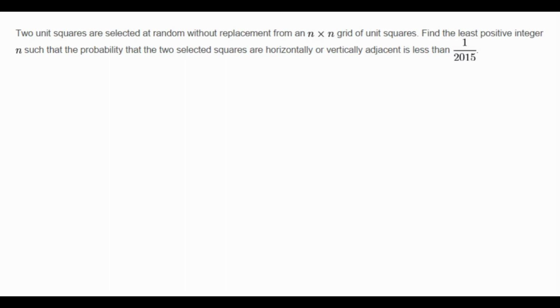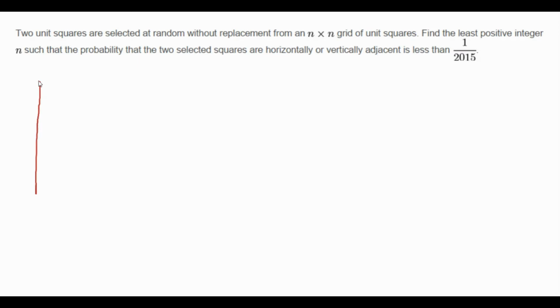So this AIME problem is the 2015 AIME number 2, problem number 5. So without further ado, let's begin by reading the problem. We have that two squares are selected at random without replacement from an n by n grid of unit squares. We need to find the least positive integer n such that the probability that the two selected squares are horizontally or vertically adjacent is less than 1 over 2015. In other words, we have to find the probability of choosing two adjacent squares in terms of n, and set this to be less than 1 over 2015.